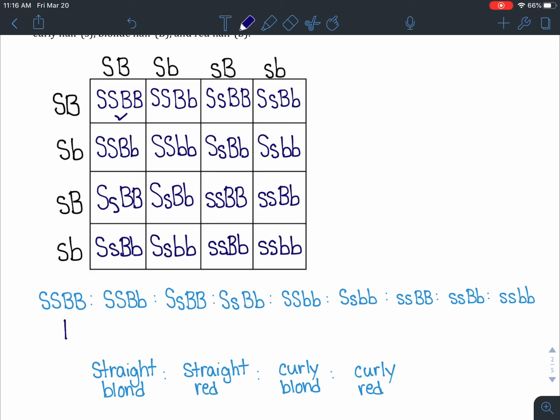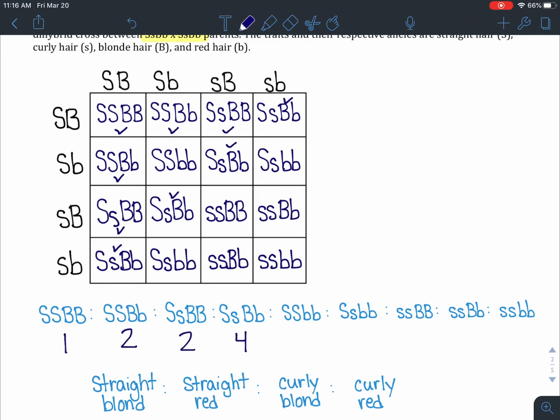So the next one is the big S, big B, little b, and I'm seeing that is occurring 2 times. The next one, big S, big B, there's 1, 2 times there. The next one is the true heterozygotes, the ones that are going to look just like their parents. Those are easy to find. They're right on the diagonal here. There's 4 of those.